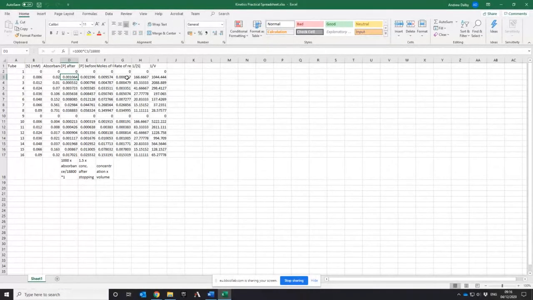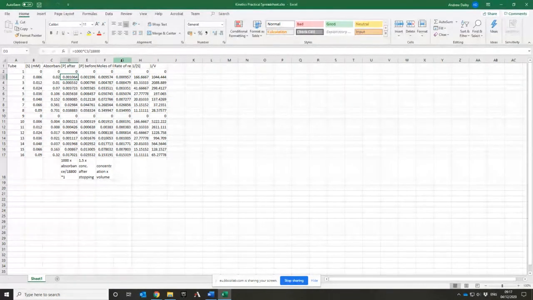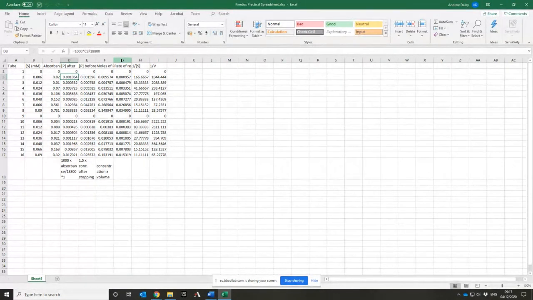So that's all done. Now, if you were to plot the concentration of substrate against the rate, so you plot column B against G, you'd get a curve, a Michaelis-Menten curve. Now, there are issues with fitting curves to data.